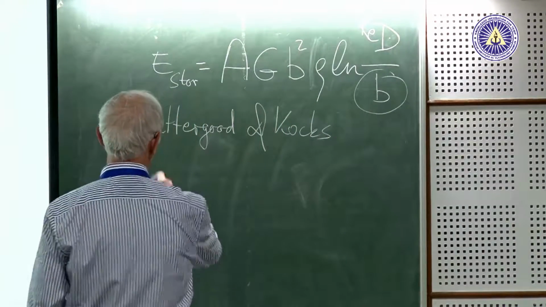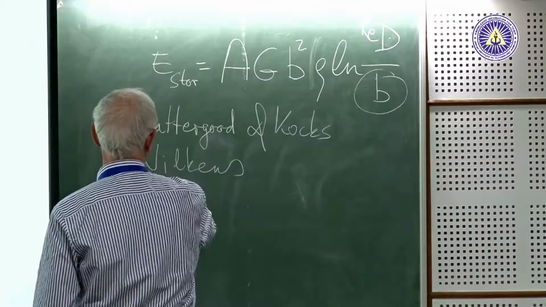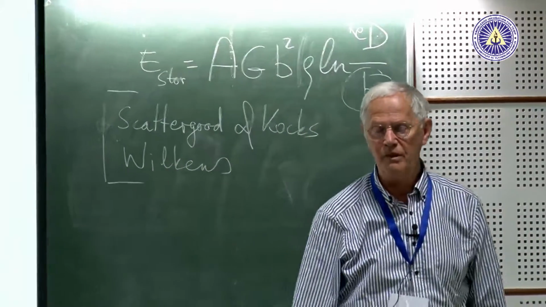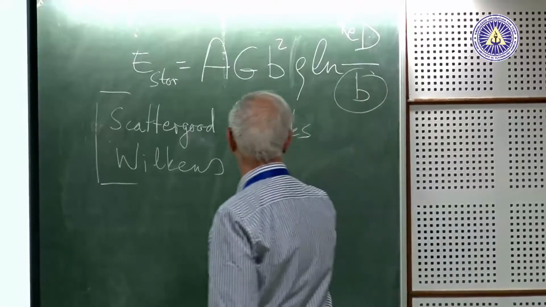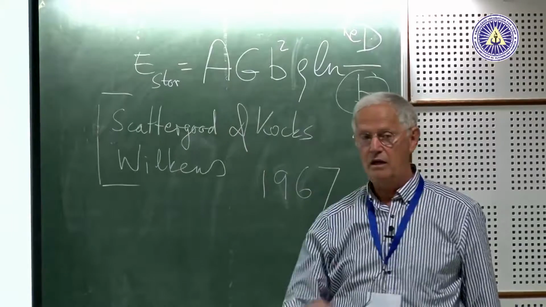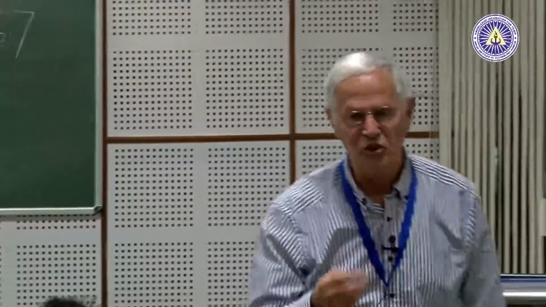And the other paper is Wilkens. Two papers, one after the other, in Acta Metallurgica, 1967. In the first one, you have the concept of effective outer cutoff radius in the stored energy. And in the second paper, you have the concept of outer cutoff radius in the mean square strain.